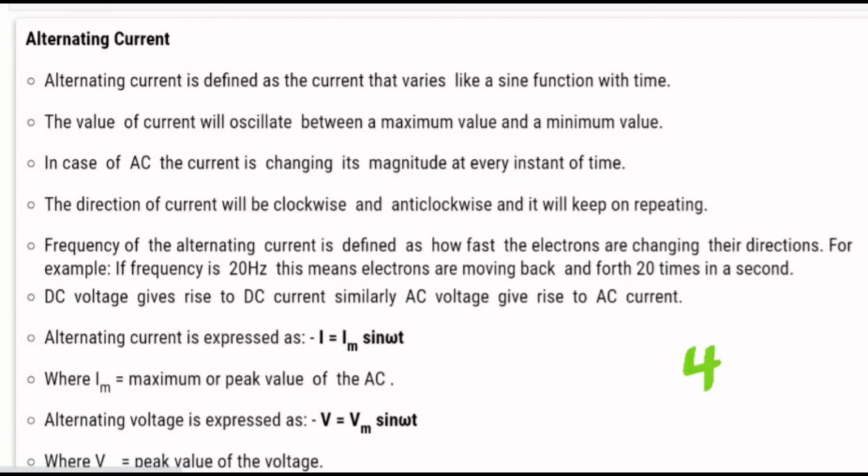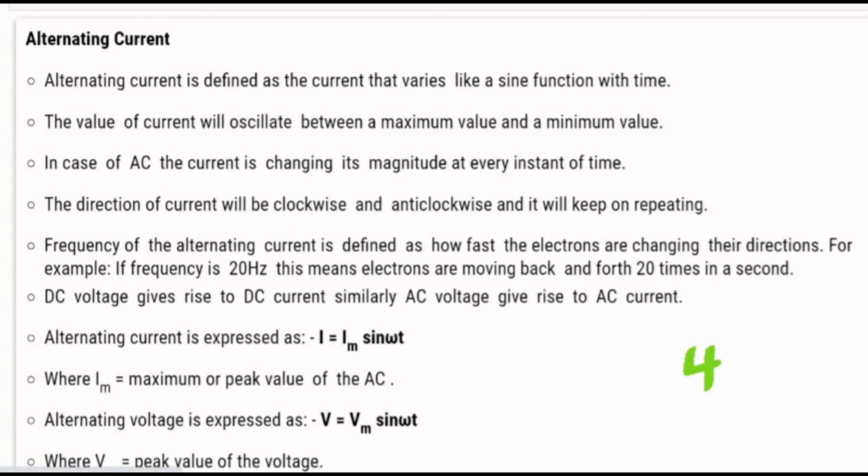And now we are going to discuss alternating current. Alternating current is defined as the current that varies like a sine function with time. The value of the current will oscillate between a maximum value and a minimum value. In case of AC, the current is changing its magnitude at every instant of time. The direction of the current will be clockwise and anti-clockwise, which it will keep on repeating.